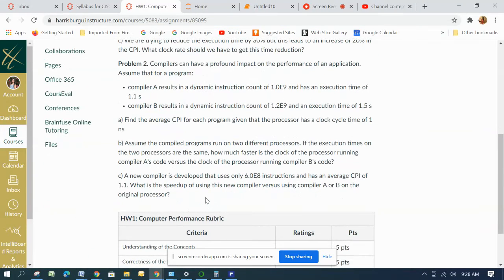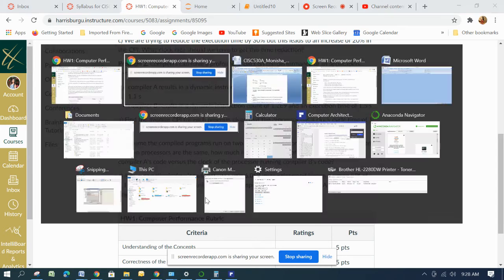Now moving on to problem two. Here we have two compilers. The first compiler has a dynamic instruction count of 1.0 E9, which is 1.0 into 10 to the power 9, and compiler B has an instruction count of 1.2 E9, which means 1.2 into 10 to the power 9. Compiler A has an execution time, that is a CPU time, of 1.1 seconds, and compiler B has 1.5 seconds CPU time.